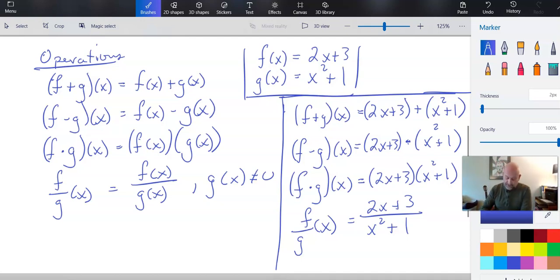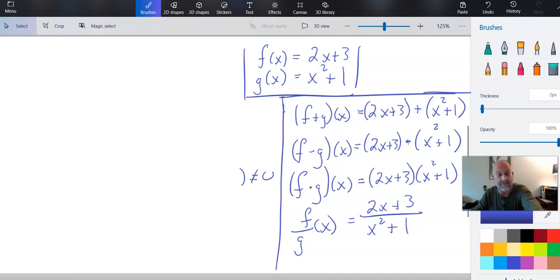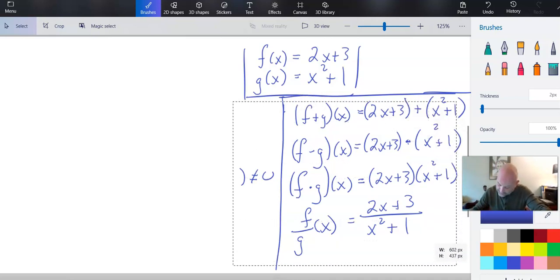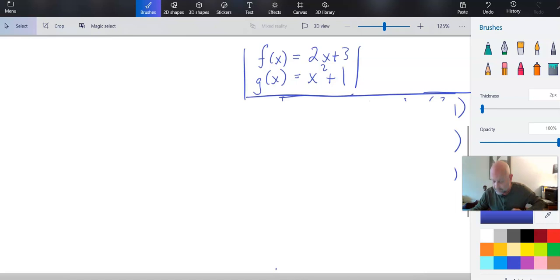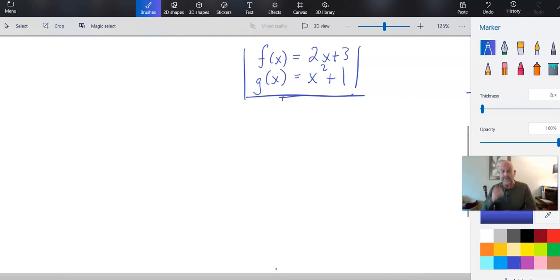Now, the fifth operation. We're going to be focusing primarily on this fifth operation. I want to leave those functions there. So we're going to keep the functions the same for the moment. f and g are still going to be the same. And we are going to look at function composition.